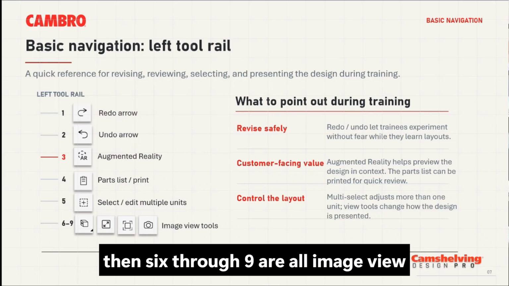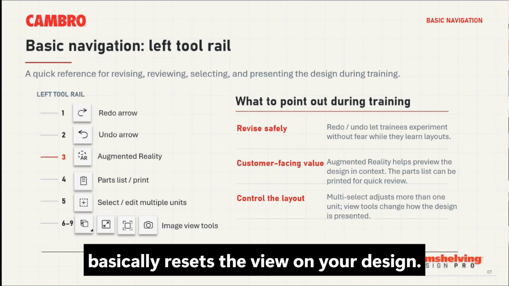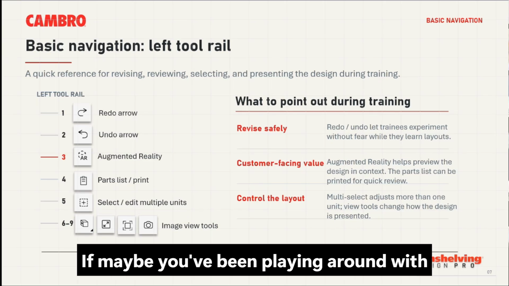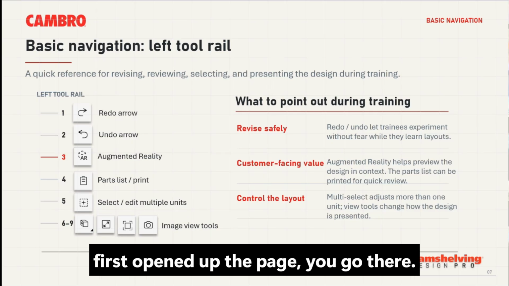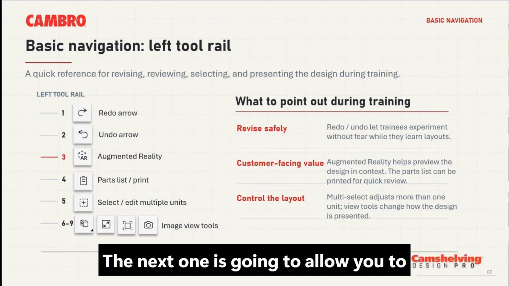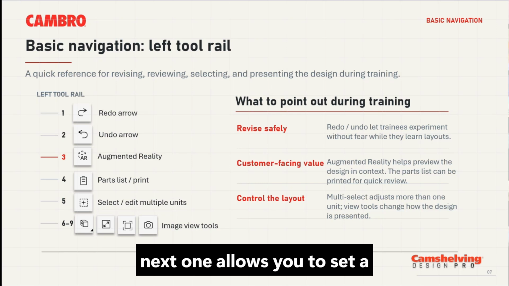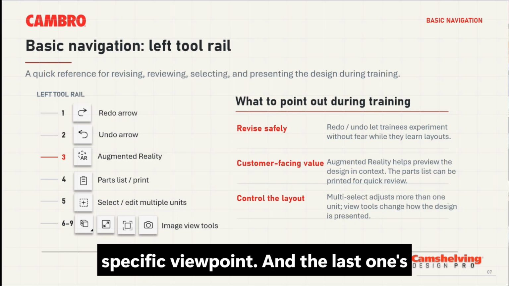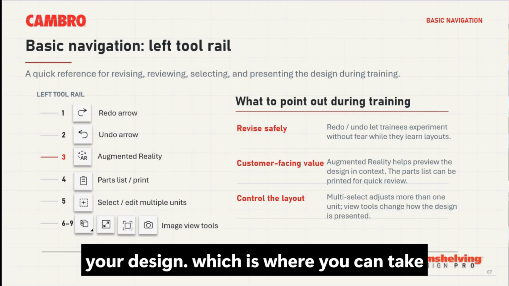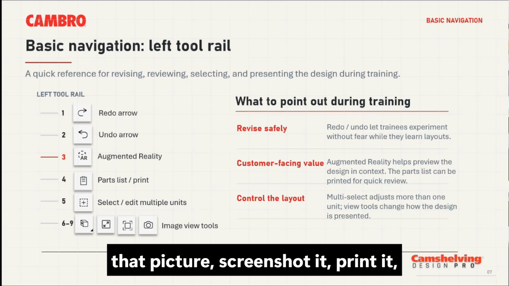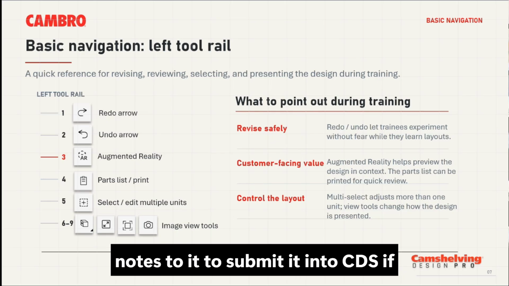And then 6 through 9 are all image view tools. So starting from the left, it basically resets the view on your design. If maybe you've been playing around with it, zooming in and out, and you want to revert it back to how it was when you first opened up the page, you go there. The next one is going to allow you to enter the design in full screen. Then the next one allows you to set a specific viewpoint. And the last one's going to allow you to capture an image of your design, which is where you can take that picture, screenshot it, print it, and once it's printed, you can add your notes to it to submit it into CDS if needed.